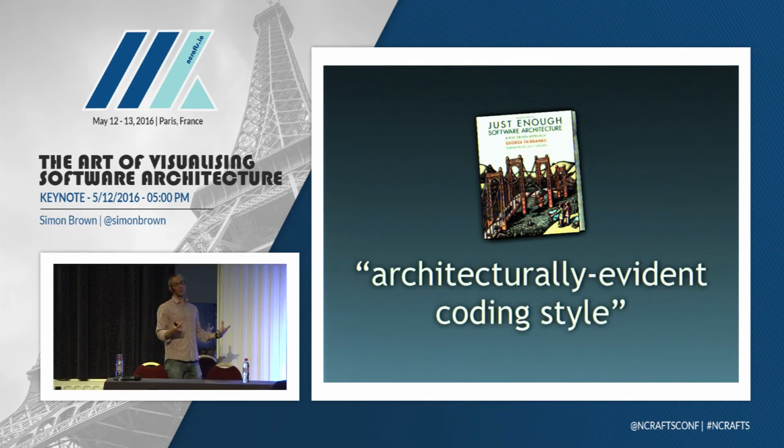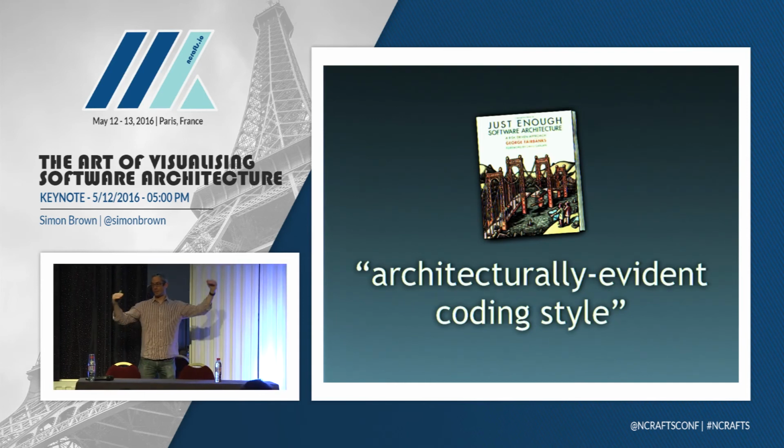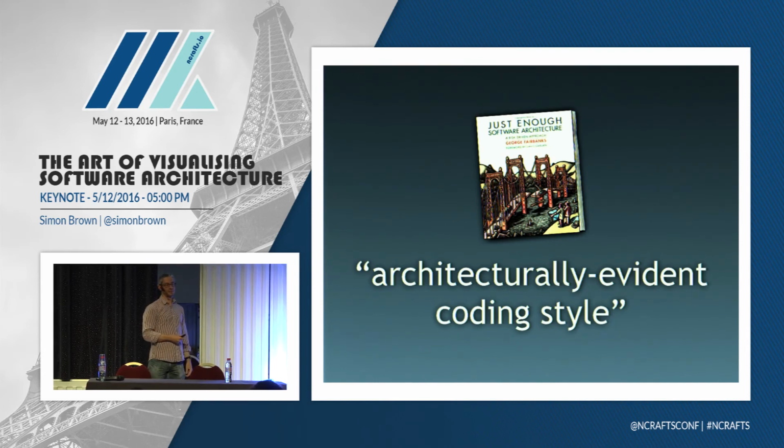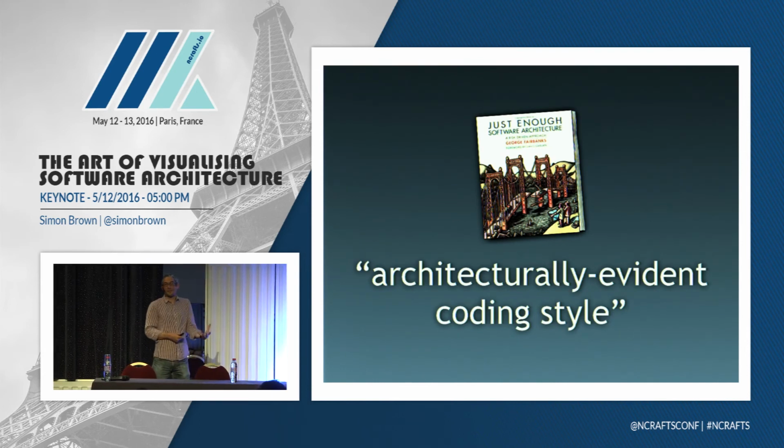He says one simple way to bridge the model code gap, where the abstractions don't match, is to adopt an architecturally evident coding style. In other words, make your code reflect your architectural ideas. There are lots and lots of ways to do this. In simple terms, it's things like adopting a naming convention.